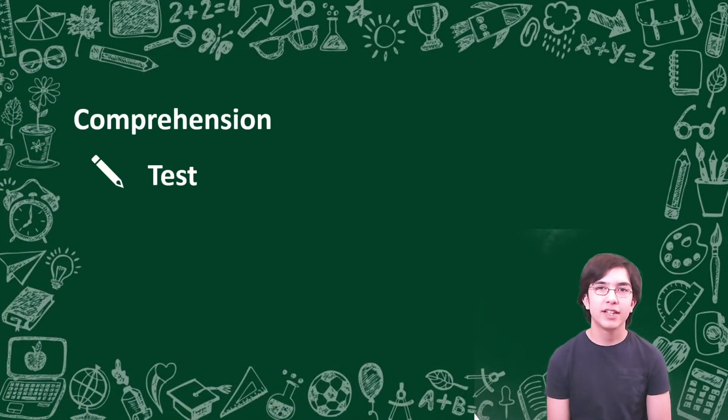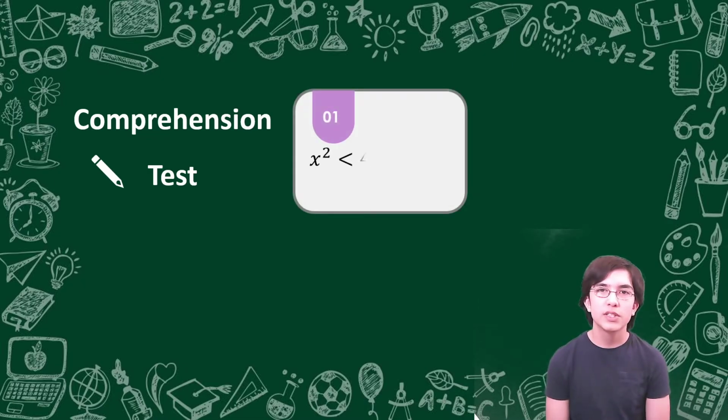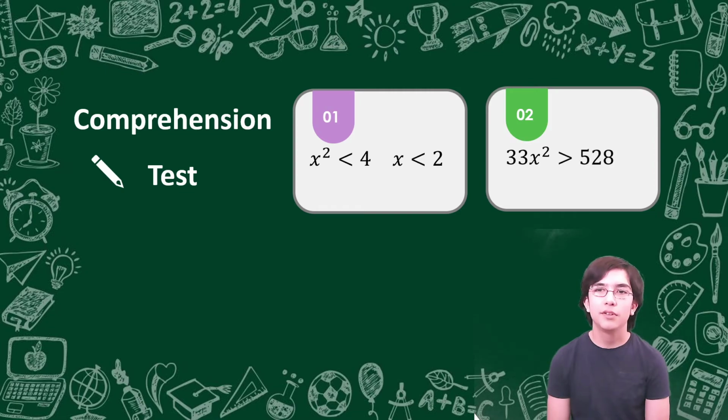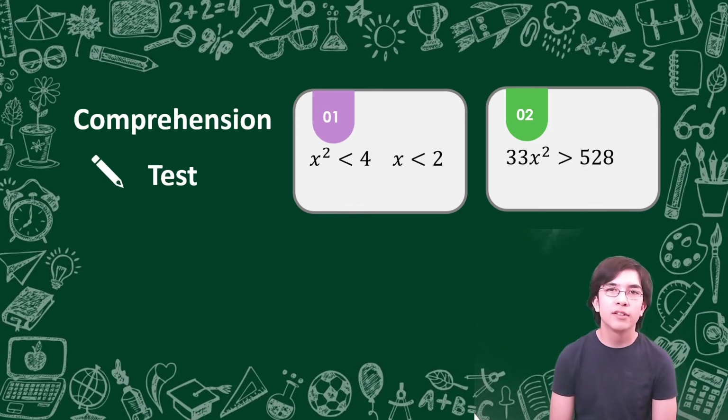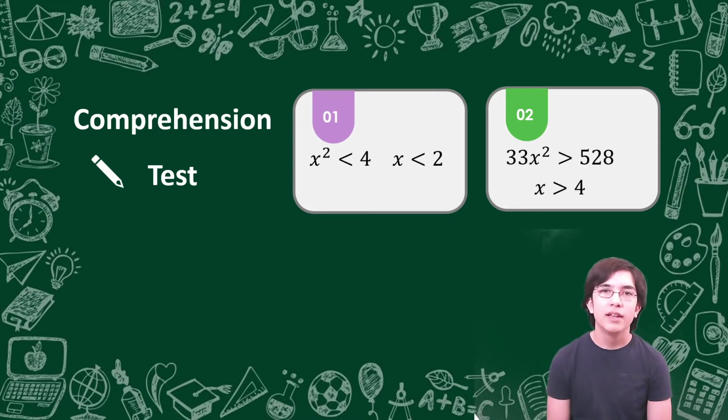Now for a comprehension test, to test whether you've comprehended what I've told you. So, question 1, x squared is less than 4. What would x be? X is less than 2. Question 2, 33x squared is greater than 528. What is x? X is greater than 4, because 528 divided by 33 is 16.